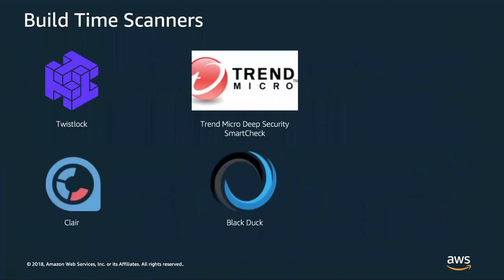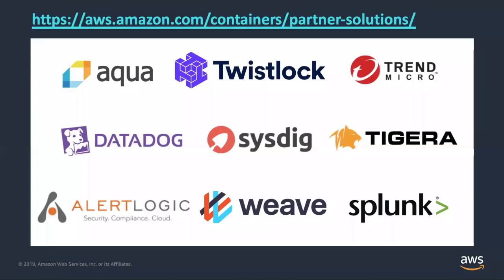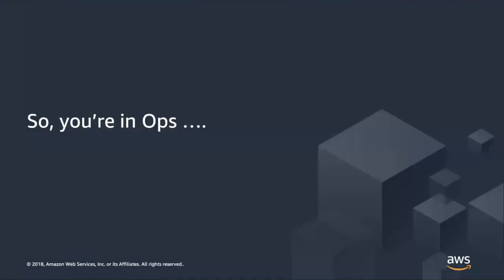In terms of integrating scanners for build time, there's a bunch out there in the world. Clair is open source. Twistlock and Trend Micro are available in the AWS Marketplace. There's also runtime scanners. Aqua is also available in the marketplace as well. And here's a few more container-focused AWS Marketplace partner solutions offerings.